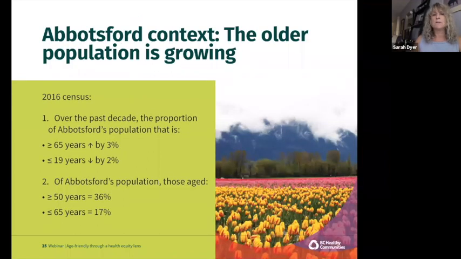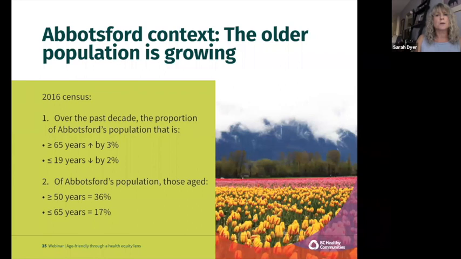Thanks. So to give some context locally before moving on, I wanted to share some information on Abbotsford with data made available by HelpSeeker, who's working with Abbotsford on the age-friendly assessment for this year. Looking at the older population, it is growing in Abbotsford as well as other places. In the 2016 census data, we can see that the population of people 65 years of age or older in Abbotsford has gone up, while those 19 years of age and younger is going down. So the gap between older and younger is increasing.